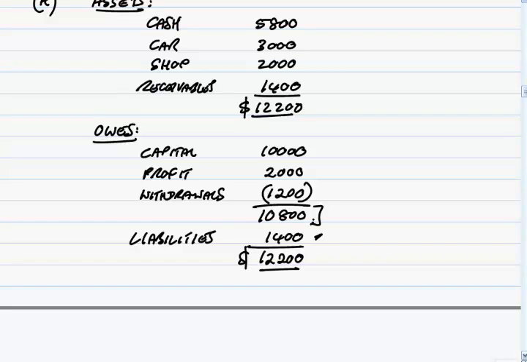And finally, why again has it changed? The owner put in 10,000 originally. The reason it changed, it went up by 2,000 because the business made a profit. But the amount owing fell by 1,200 because the owner took out some money, the withdrawals.